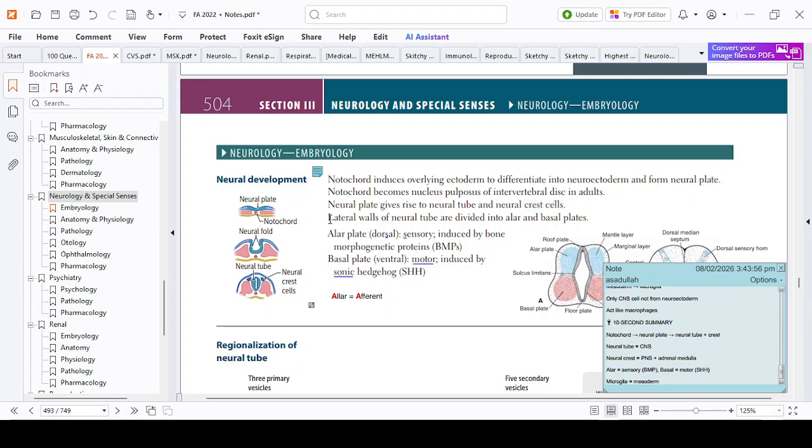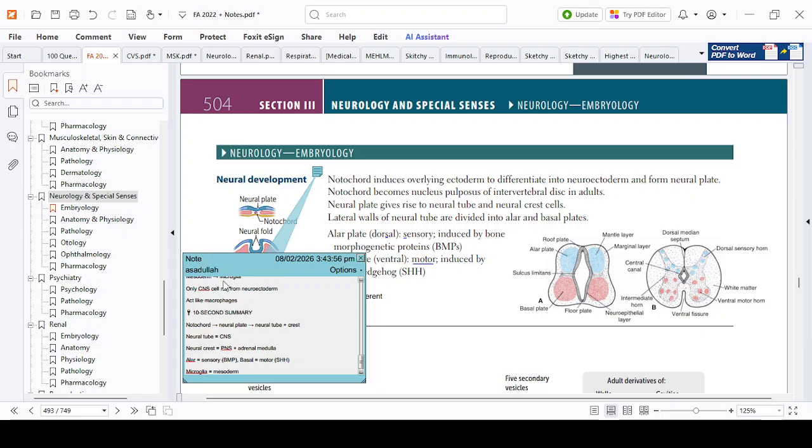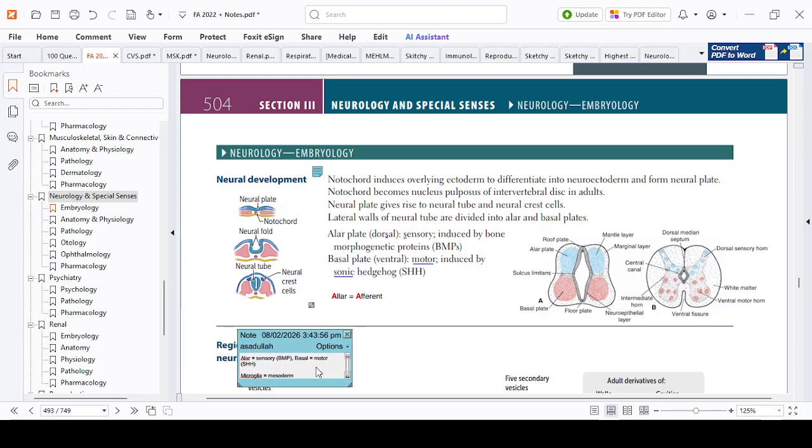The lateral wall of the neural tube is divided into the alar and the basal plate. When the neural tube regresses at the periphery, the neural crest cells form the autonomic nervous system. Now here they are saying that the lateral wall of the neural tube is divided into the alar and basal plate. Look at this structure. This is the lateral wall of this neural tube. This is the neural tube. So its lateral area becomes like this. It will form this anterior and posterior area.